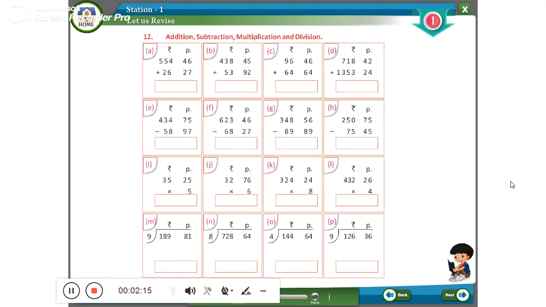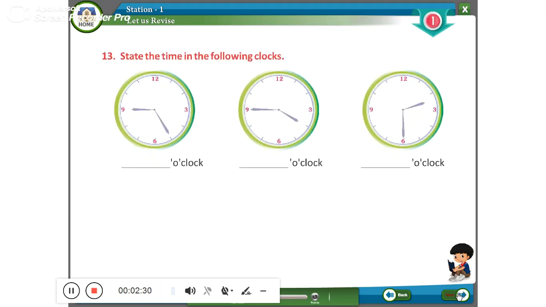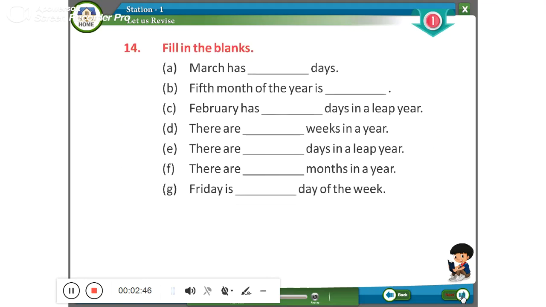Addition, subtraction, multiplication, and division. State the time from the following clocks. Fill in the blanks.